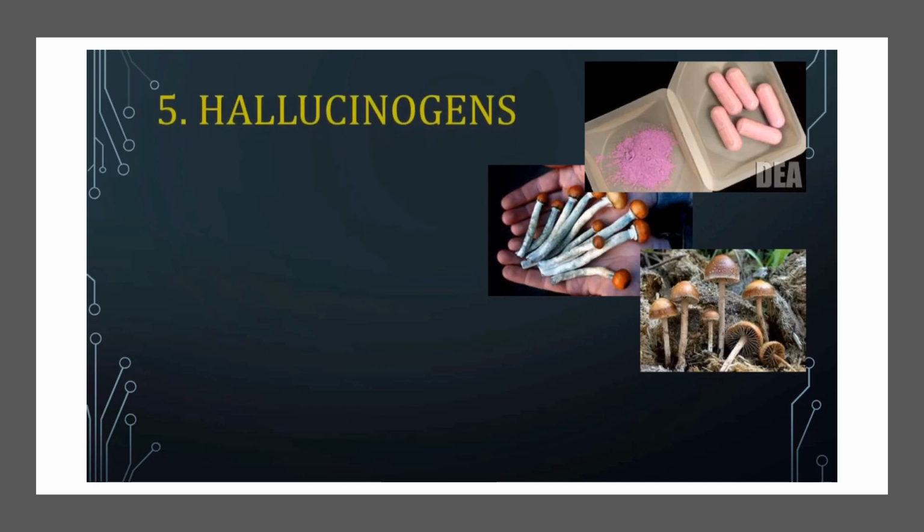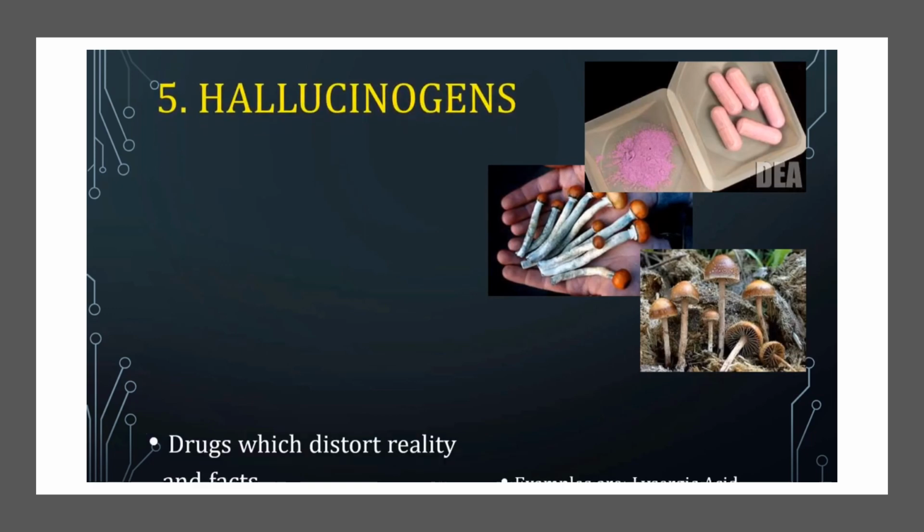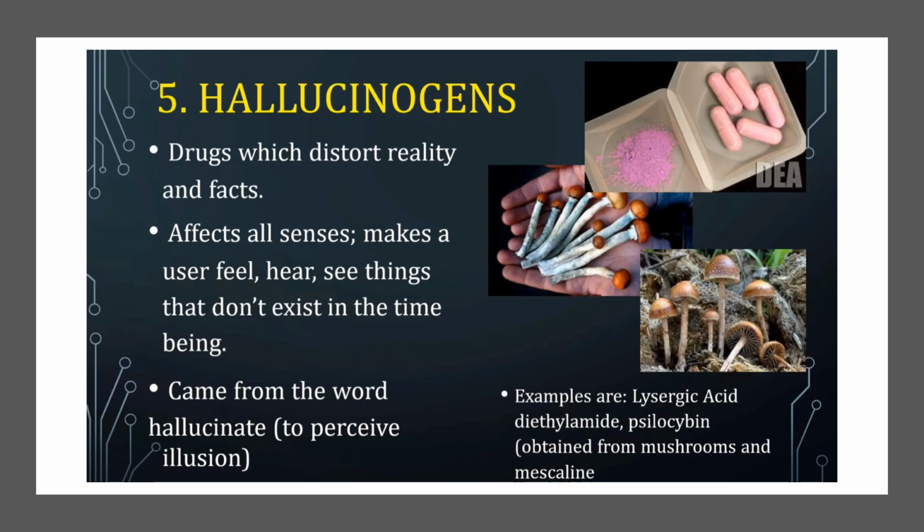Next one is hallucinogens. Hallucinogens are drugs which distort reality and facts. This affects all senses, making a user feel, hear, or see things that don't really exist at the time. Hallucinogens are a diverse group of drugs that alter a person's awareness of their surroundings as well as their own thoughts and feelings. Hallucinogens can cause hallucinations, or sensations and images that seem real though they are not.